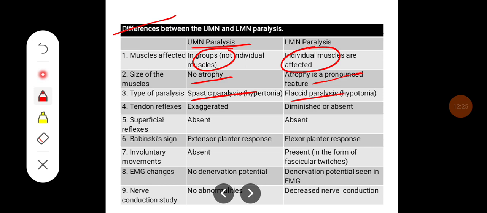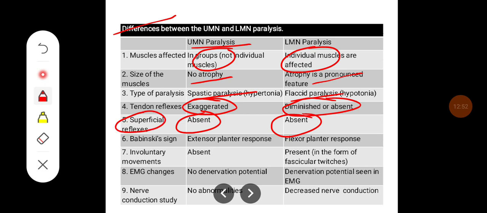Spastic paralysis is seen in upper motor neuron lesion, whereas flaccid paralysis, that is hypotonia, is seen in lower motor neuron lesion. Tendon reflexes are exaggerated in upper motor neuron lesion, diminished or absent in lower motor neuron lesion. Superficial reflexes are absent in both upper motor as well as lower motor neuron lesion. In upper motor neuron lesion, the superficial reflexes are absent because these reflexes are integrated at the level of the cortex. And Babinski sign: there will be extensor plantar response in upper motor neuron and flexor response in lower motor neuron.